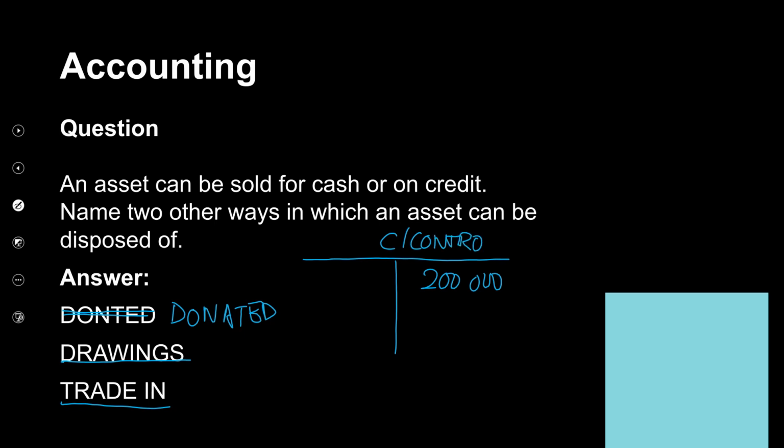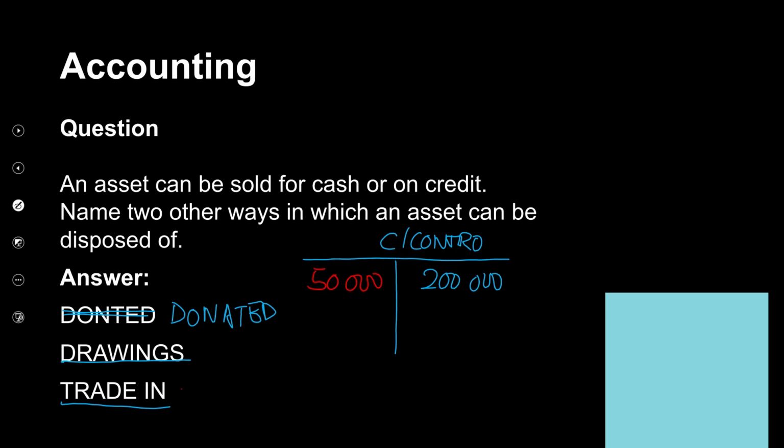Now, if you are trading in a particular asset, say for 50,000 Rand, clearly you can see that by you debiting creditors control, it means therefore that you are only owing the creditor an amount of 150,000 Rand. As you can see very clearly, new asset 200,000, trade in 50,000. So my double entry will be a debit to creditors control and a credit to asset disposal. So that deals with the trade in.